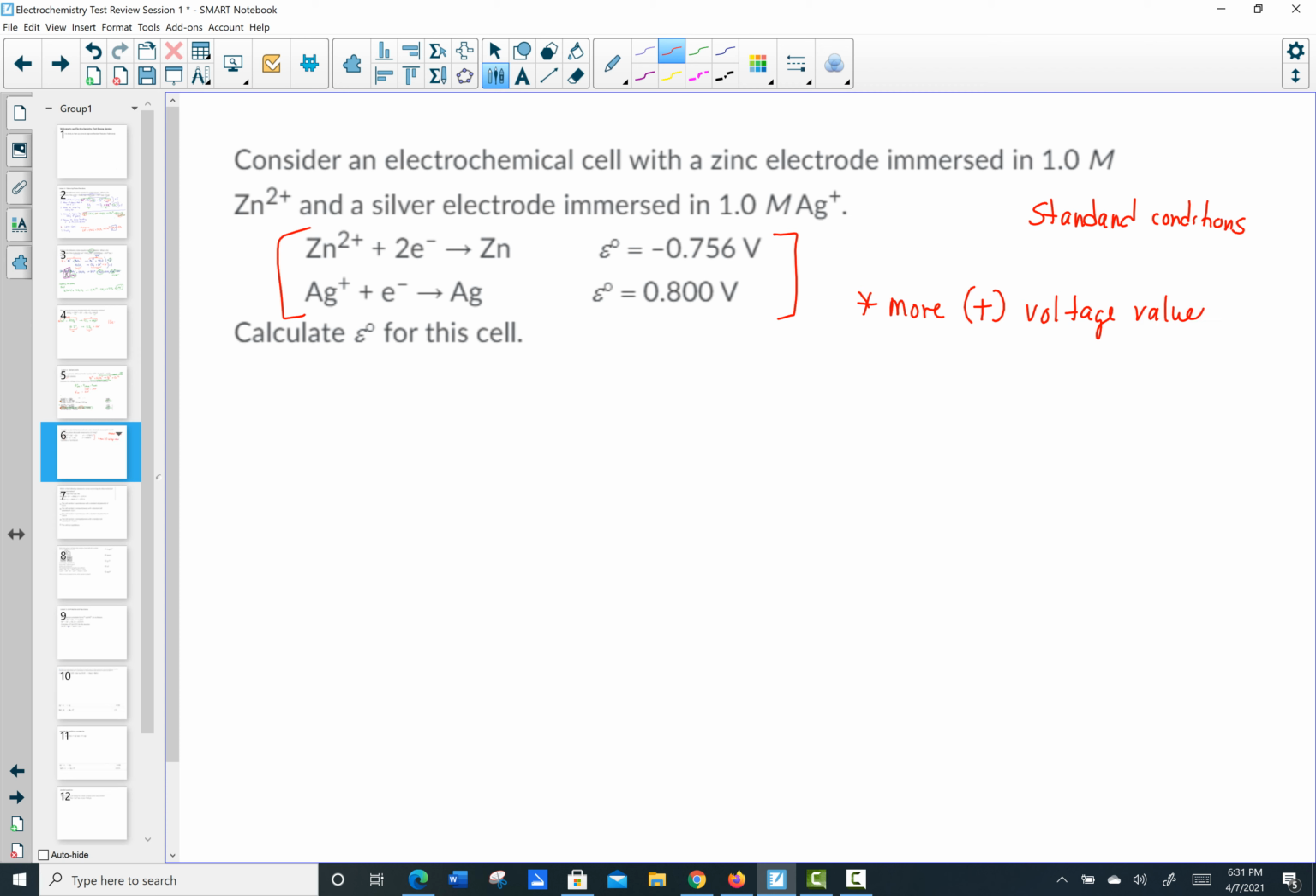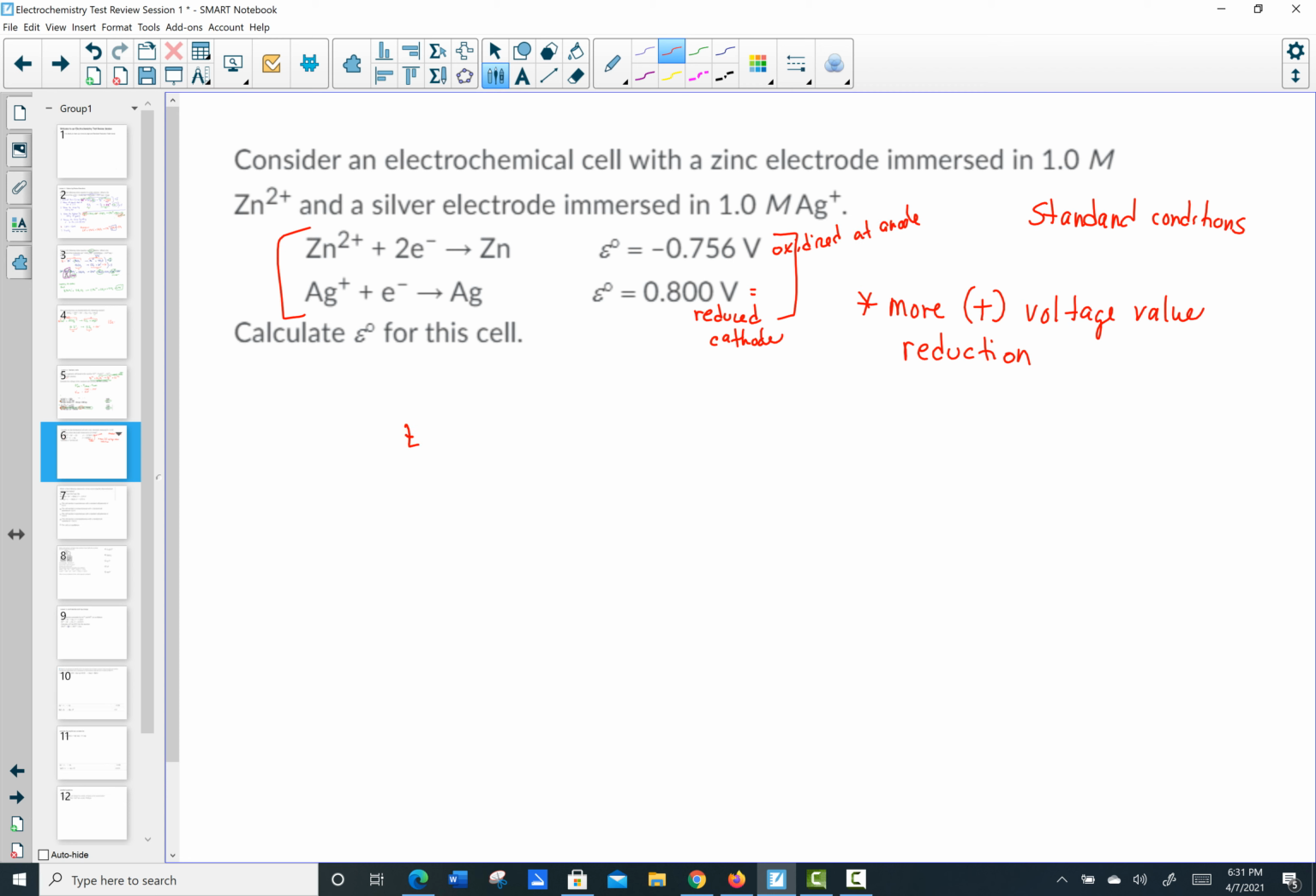is higher up on the standard reduction table, the more positive values are up high, is always going to be reduced. So between negative 0.756 and positive 0.800, you can see the silver value is more positive, and therefore it's going to be reduced at the cathode. The less positive number is going to be oxidized at the anode.